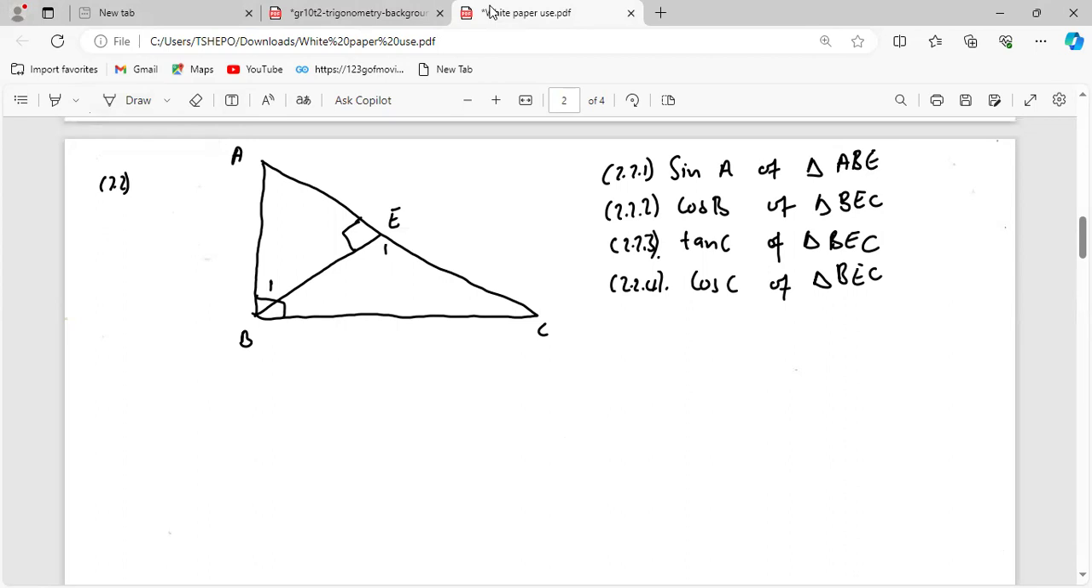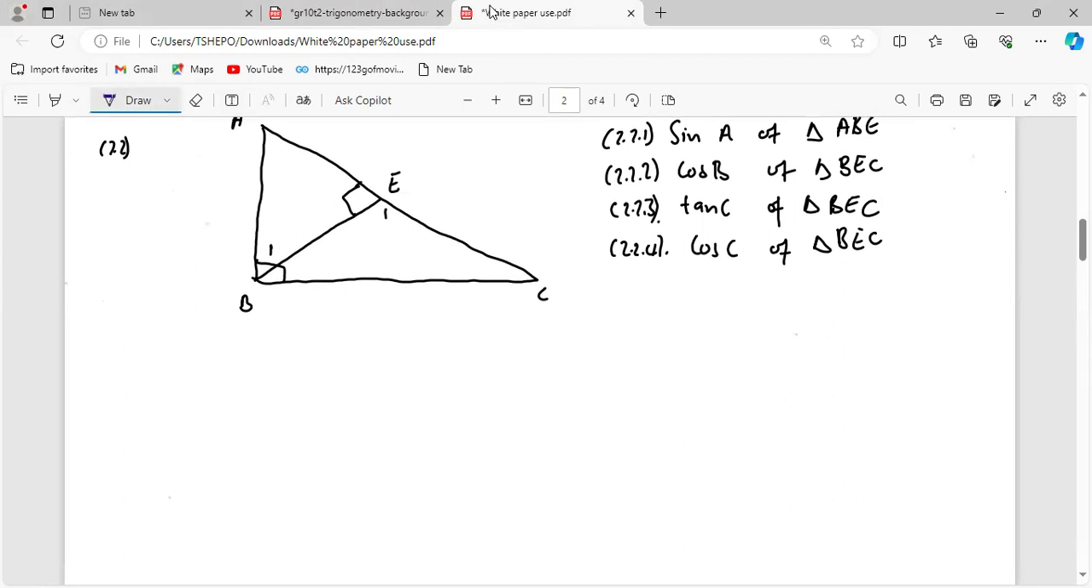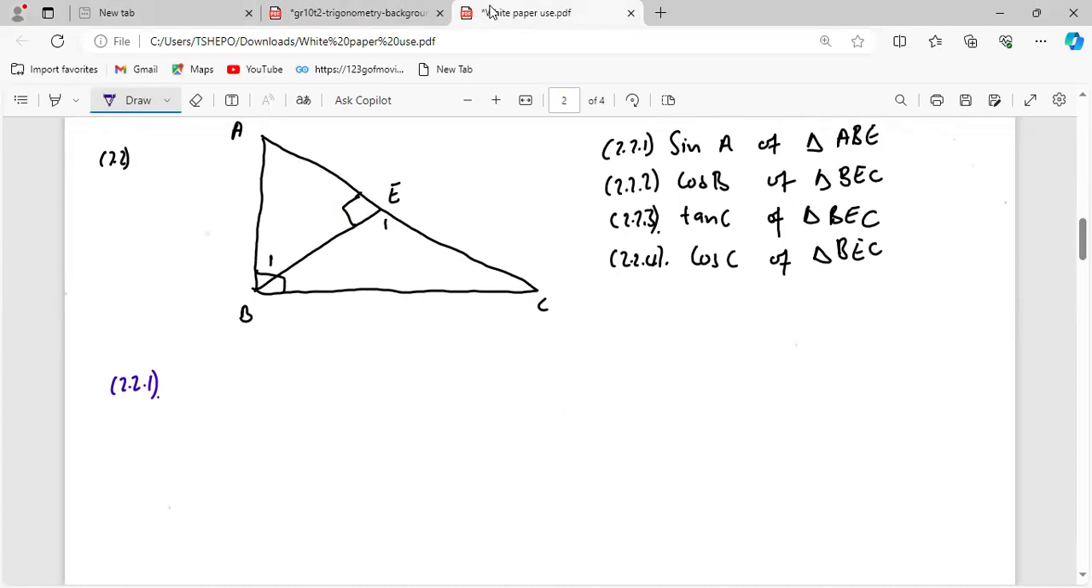Sorry about that. 2.2.1 says to us, write the ratio of sine A of triangle ABE. Firstly, let us go look for triangle ABE. Triangle ABE. It is this triangle over there. Now, because we know the triangle, let us write sine A of that triangle.